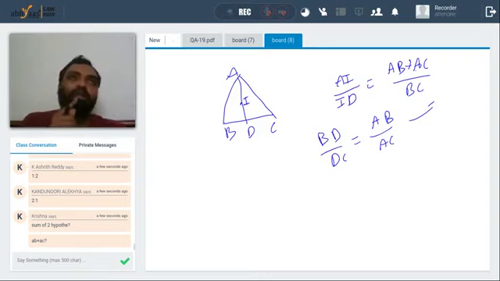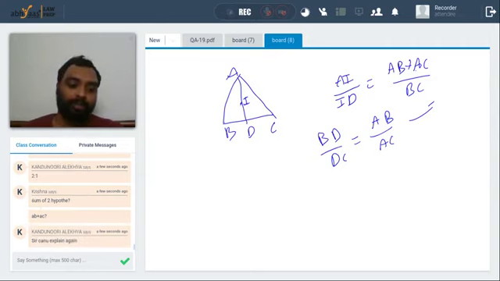Am I missing anything else? There is one more thing that I'll tell you while solving the problem, because it's not a formula, but it is the way you solve it. Anything else? This is for the incenter. It is AI by ID, and AI by ID is equal to AB plus AC divided by BC. Same for the incenter only.